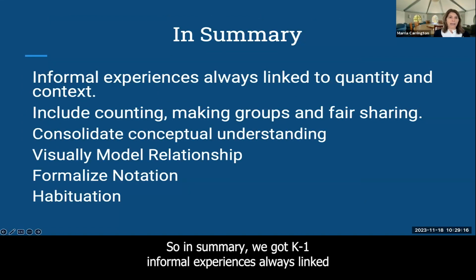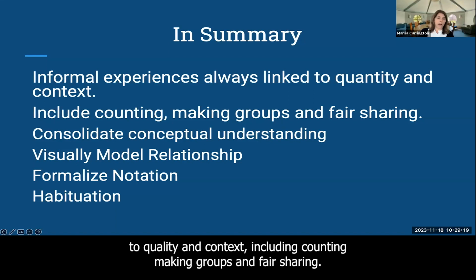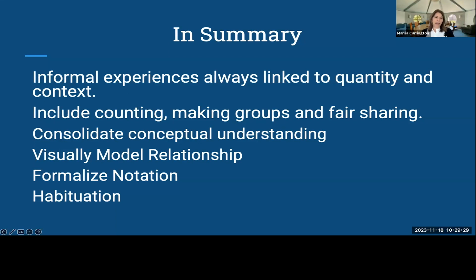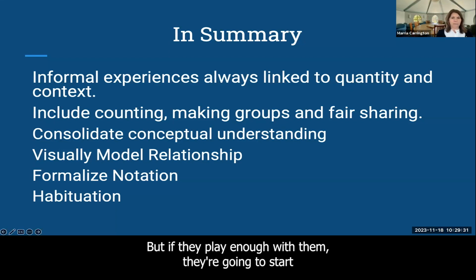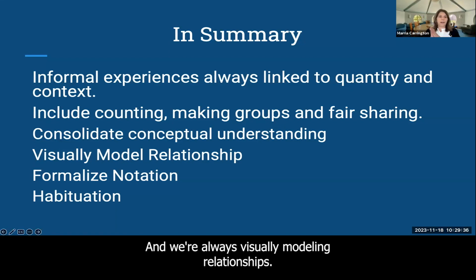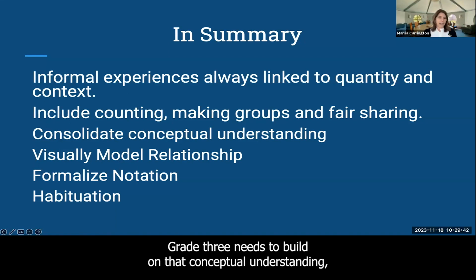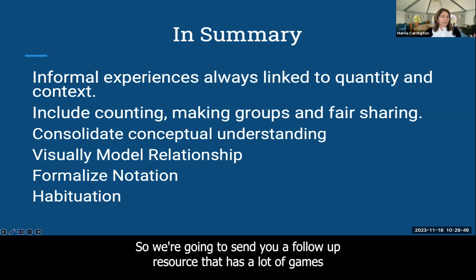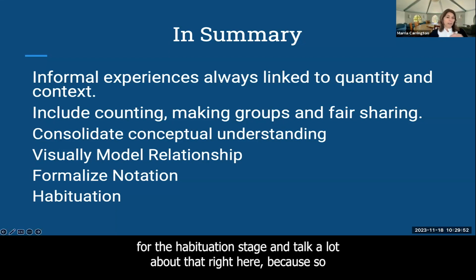So in summary, we got K and 1 informal experiences, always linked to quantity and context, including counting, making groups, and fair sharing. Grade 2, we've got those verbal sequences up to 5 by 5 on the array. They don't need to know those facts up to 5 and 5, but if they play enough with them, they're going to start knowing some of those, which are our range 2 facts. And we're always visually modeling relationships. Grade 3 needs to build on that conceptual understanding, formalize the notation, and get going with the habituation with that practice. So we're going to send you a follow-up resource that has a lot of games for the habituation stage.